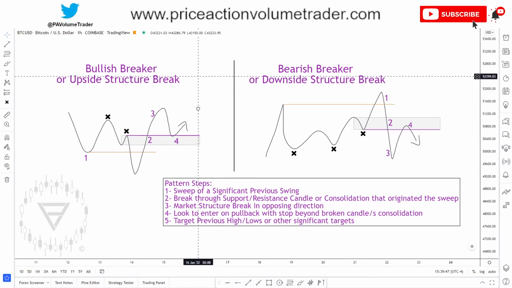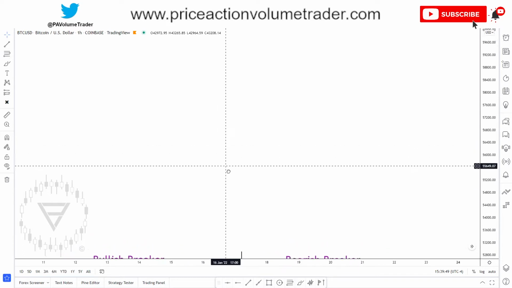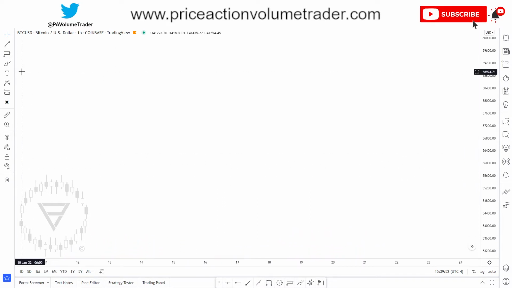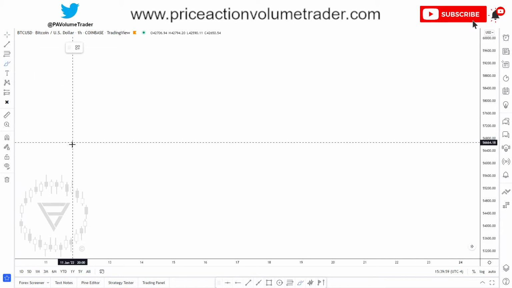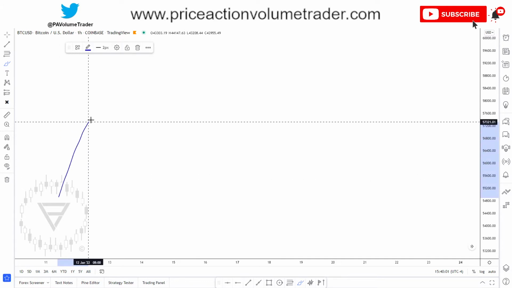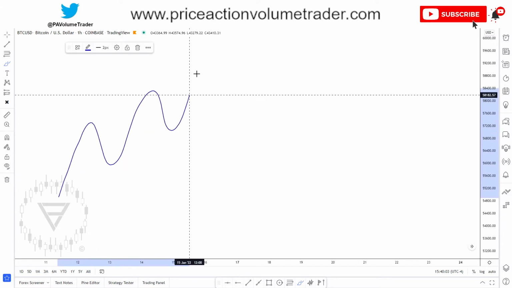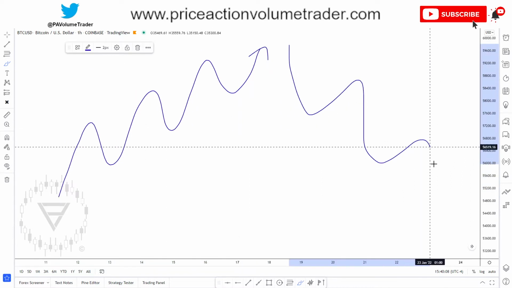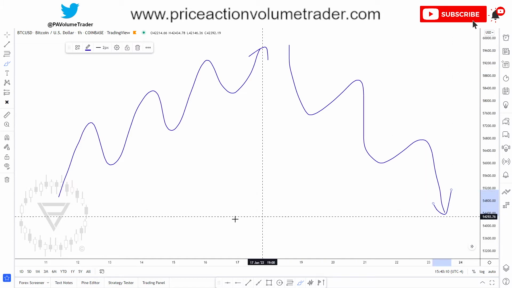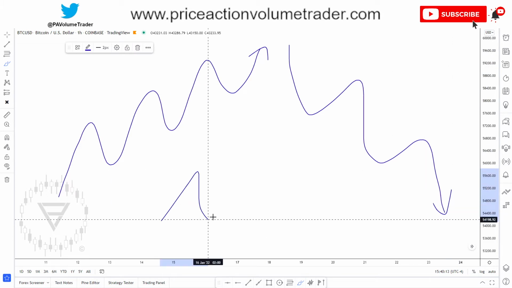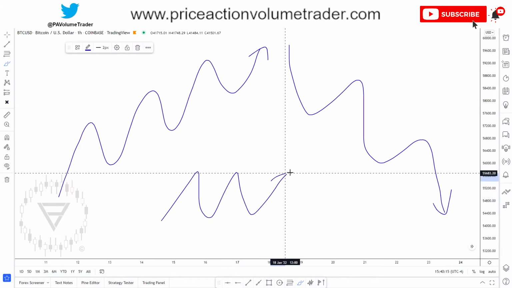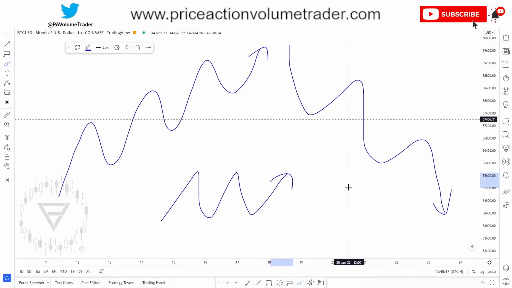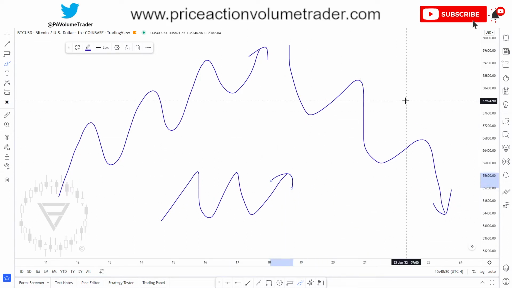Okay, so let's start off first and just do a little recap of general terminology and concepts as far as market structure. So when we're looking at markets, you know that we can have uptrends, we can have downtrends, and we can have markets that are mostly in a sideways consolidation before we get another impulsive move or another leg.